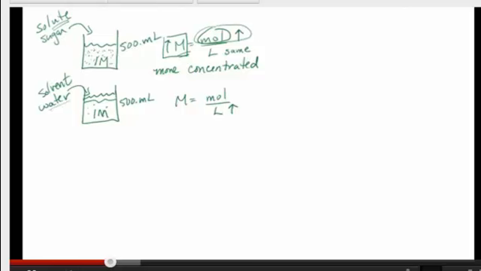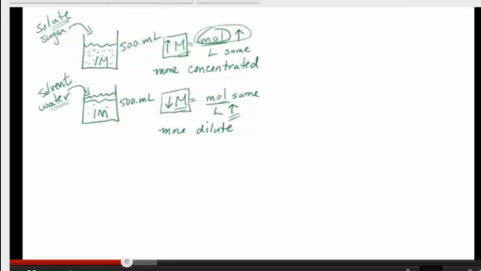But when I added water, I didn't add any moles of solute. I didn't add any moles of sugar. So this is going to stay the same. Mathematically, if I increase my denominator, what's going to happen over here to my molarity? It is going to go down. And so we're going to say that we are now more dilute or less concentrated than we were before.